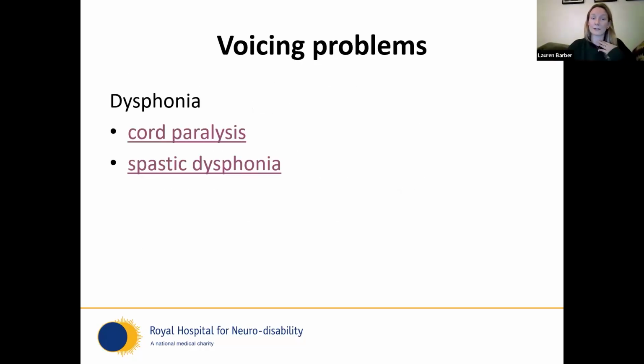And then there's also voicing problems, and this can come from problems with the vocal cords, and this might change the pitch of your voice, the volume. It might be very breathy, and this can be quite upsetting for patients because they just don't sound like themselves anymore. It might be very hoarse. The pitch might be very different. So we don't specialize in voicing at the RHN, but we could assist in the diagnosis of voicing problems.